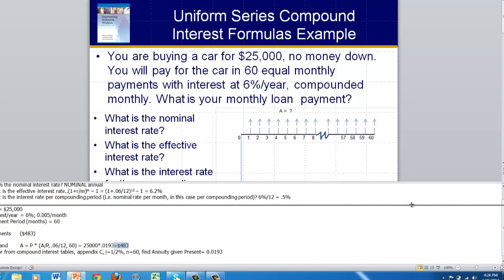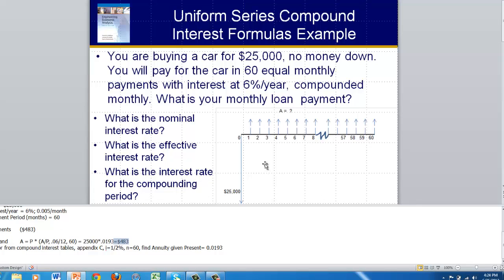What that means is that I, as the car dealership, let's say, and you as well, are economically indifferent to $25,000 today or $483 a month over 60 months given a 6% a year interest rate. Those are economically equivalent cash flows. All right, so hopefully that worked out for you, and we'll move on to the next two examples.